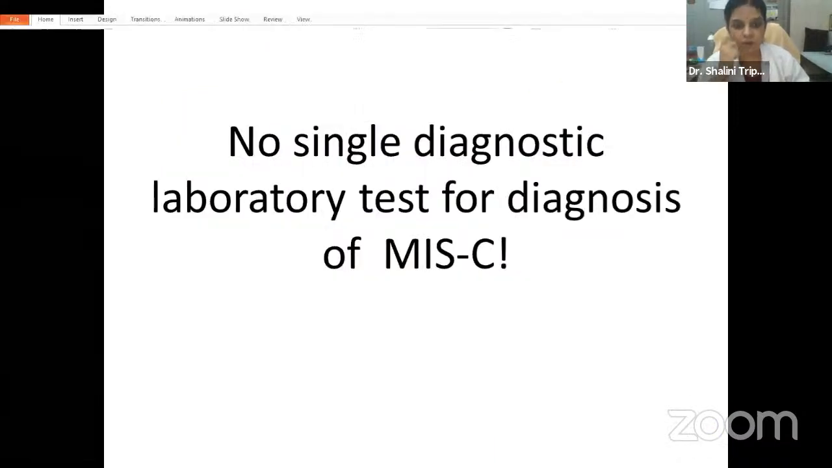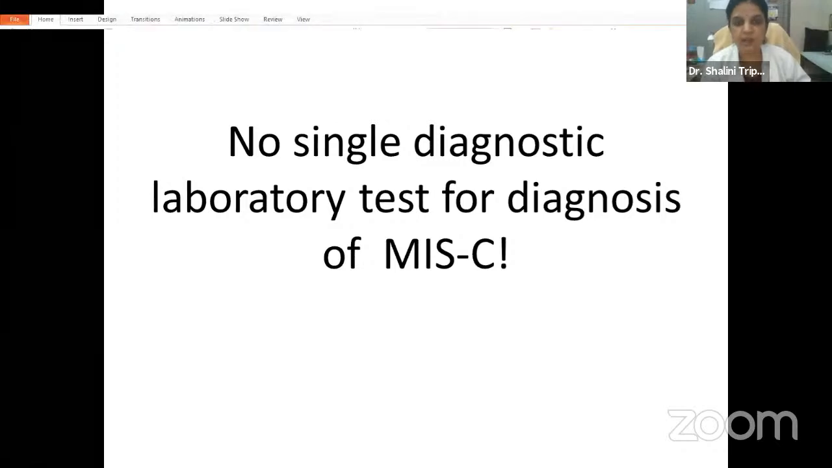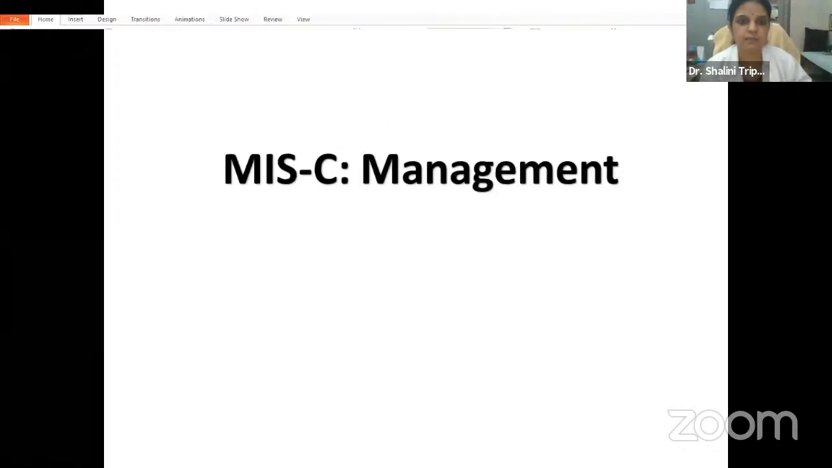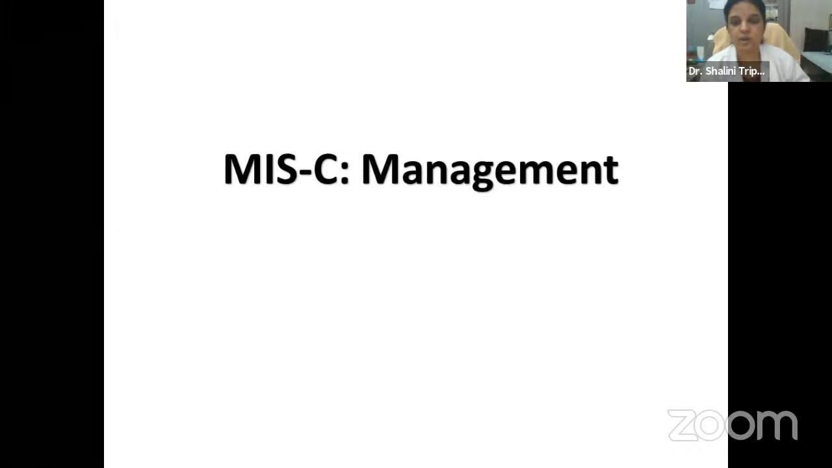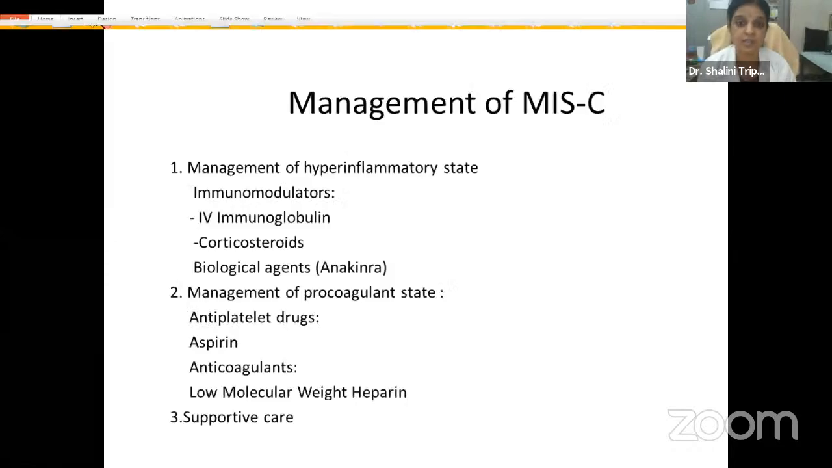So there is no single diagnostic lab test, no magical test which is going to diagnose this. You have to think of the whole picture as a whole, not one test. Suppose you are diagnosed, everything is fulfilled and my child is fitting into this condition. How am I going to manage this?